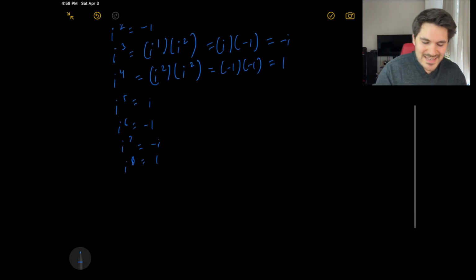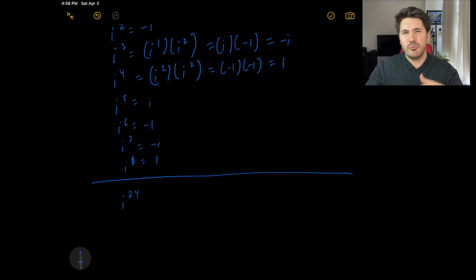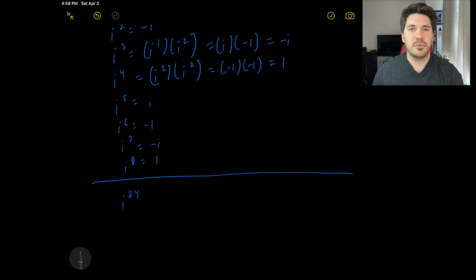So the SAT might ask you a question like, what is i to the 24th power? And you don't really want to write out all the 24 terms, right? That's no fun. It's going to be horrible. So you need to find the closest multiple of 4 to 24. It so happens to be that 24 is a multiple of 4, which means that i to the 24th power is simply going to be 1. So that one was easy.